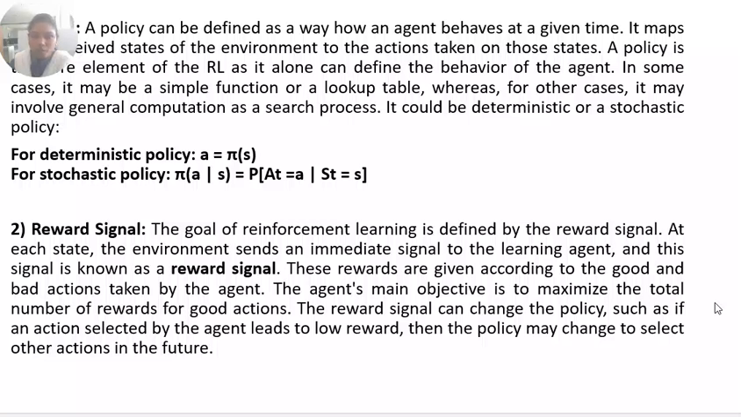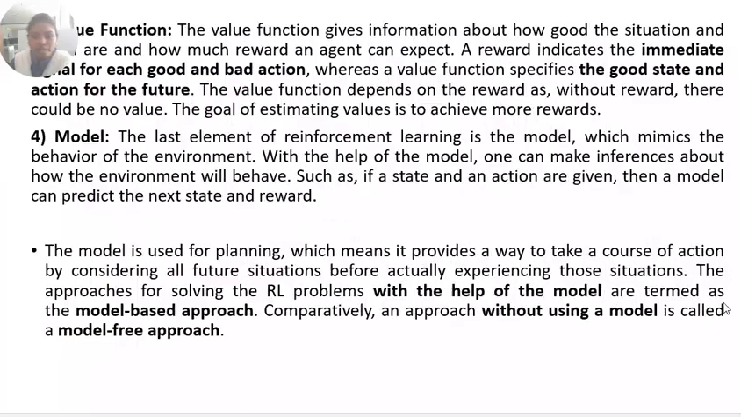So very first is the policy. As we discussed, it is the approach or the strategy performed by the agent. There are two types of policies: deterministic policy and stochastic policy. Then there is the reward signal. The goal of reinforcement learning is defined by the reward signal. At the end we get the reward, whether positive or negative.